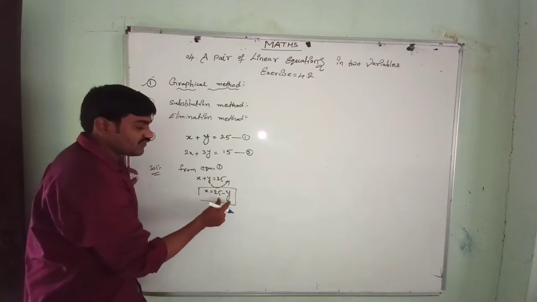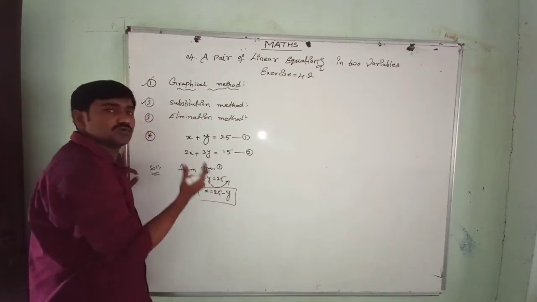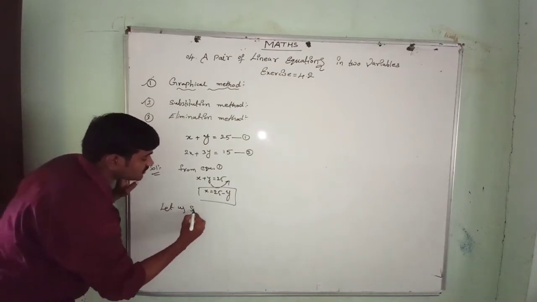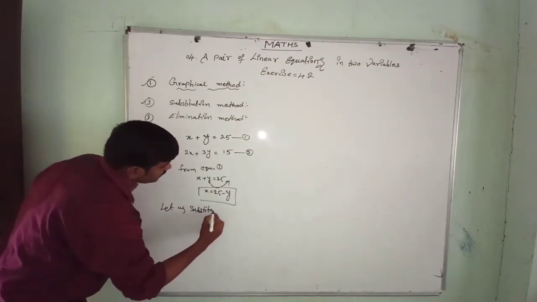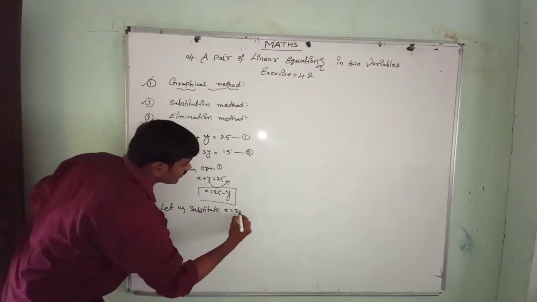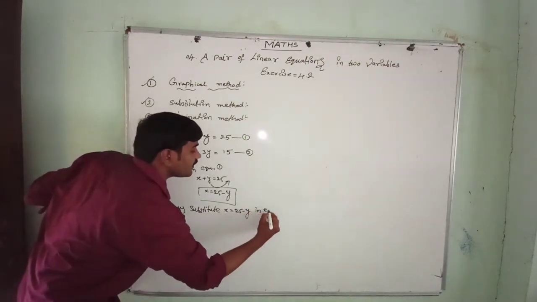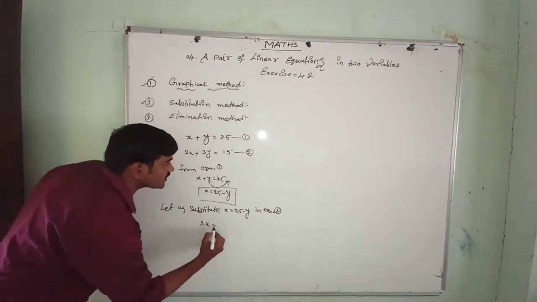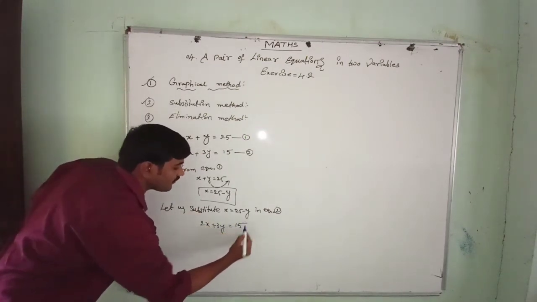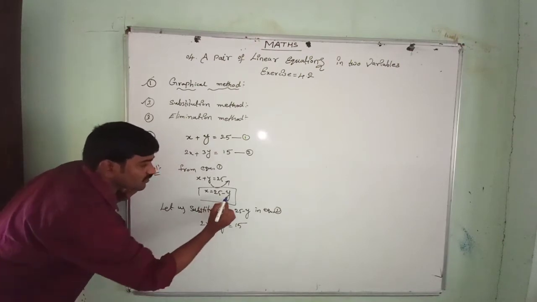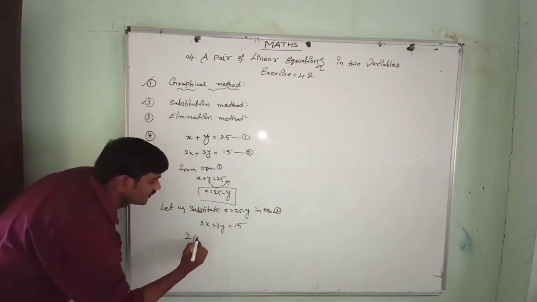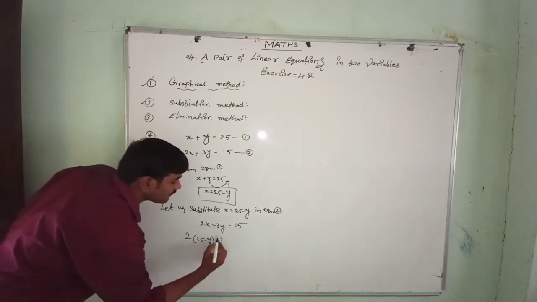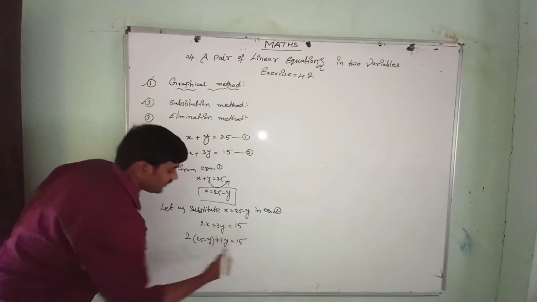This x value, 25 minus y, you substitute in equation number 2. Let us substitute x equal to 25 minus y in equation number 2. What is equation number 2? 2x plus 3y equal to 15. So the x value is 25 minus y, so 2 into (25 minus y) plus 3y equal to 15.